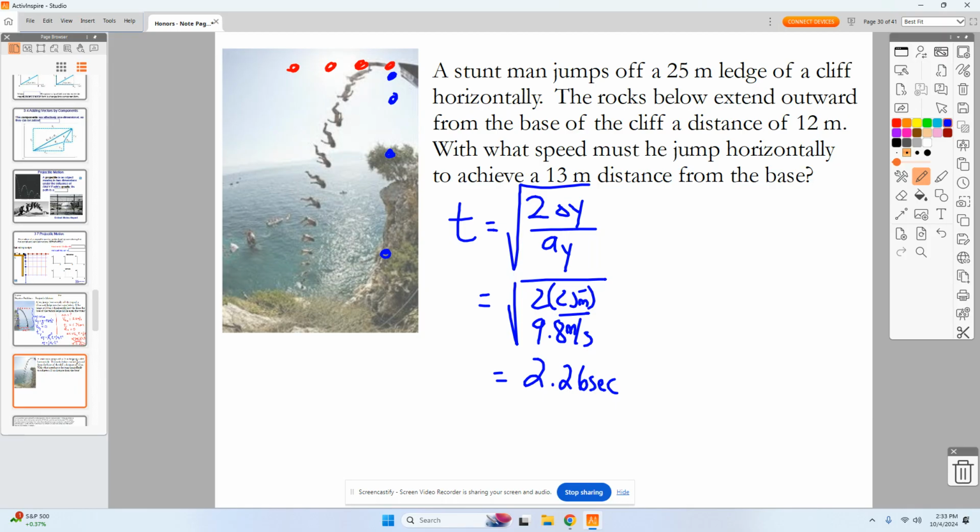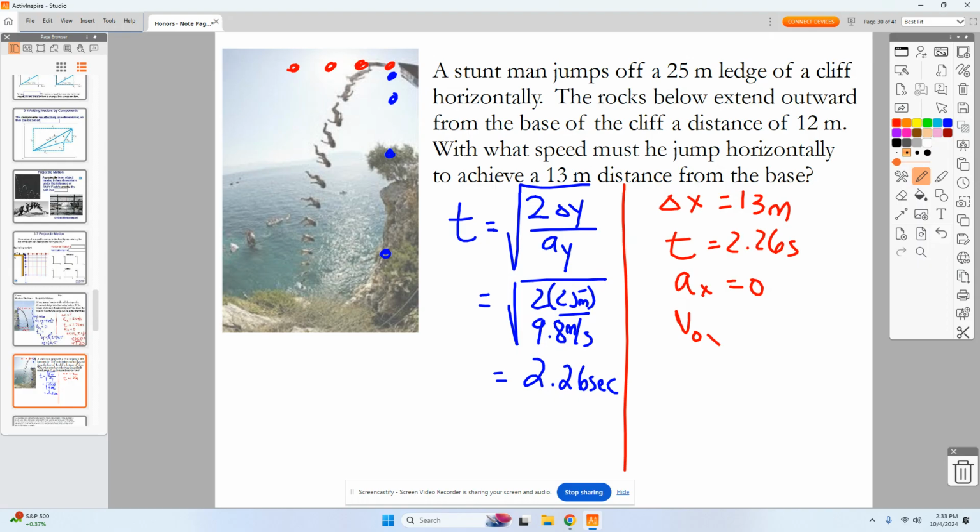Now I want to determine from how fast he has to jump. So I'm going to switch it over to red. He's got to clear a distance of 13 meters. He has 2.26 seconds to do that. And he's moving that way at a constant rate. There's no acceleration that way. So we want to determine how fast he has to jump.